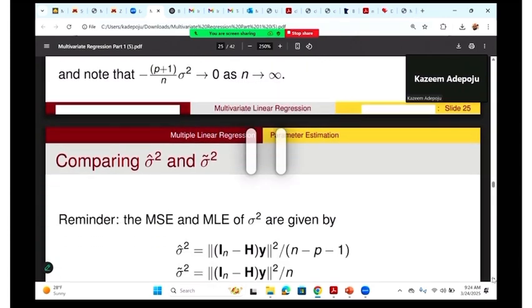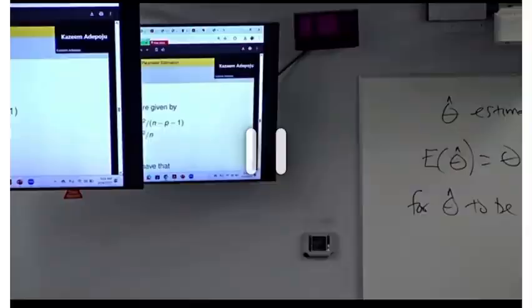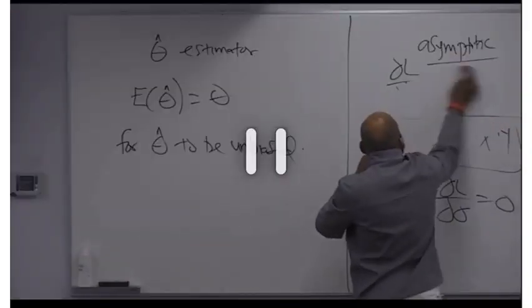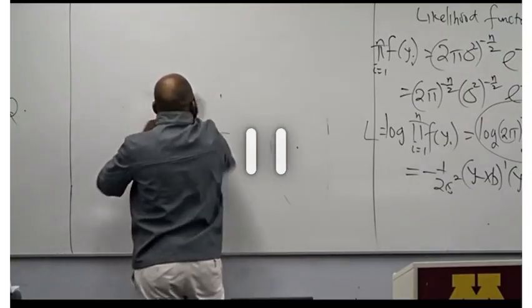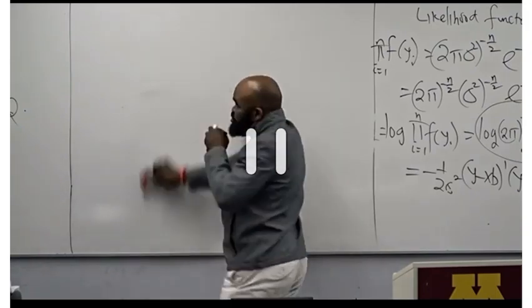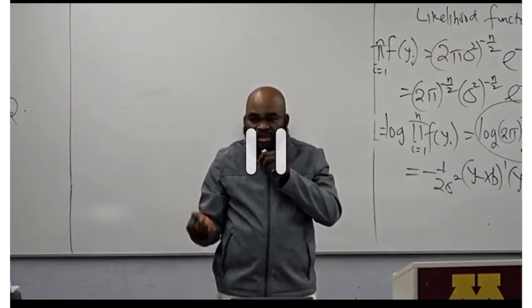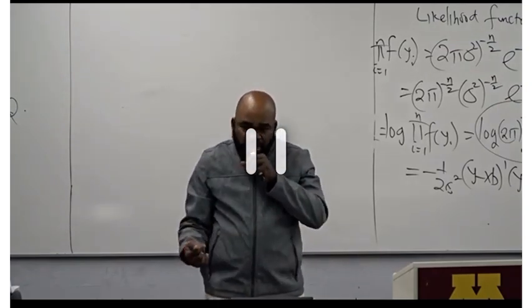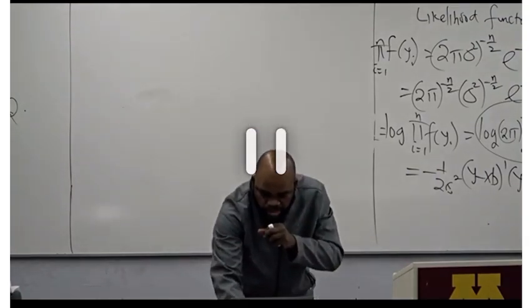Now, there's going to be a kind of debate: which one should we use between the two estimates of variance in linear regression? Please pay attention, because there can be a debate on the one to use. We have two estimates of variance: the one we got through maximum likelihood, and the one we got using the sum of square residual.